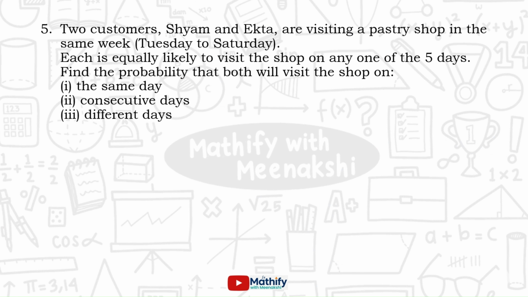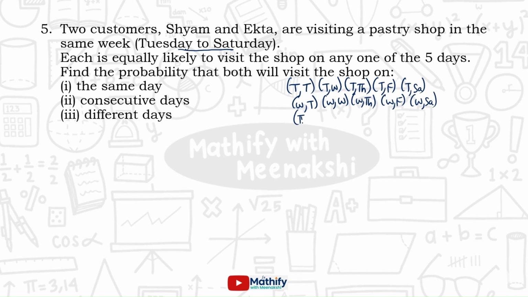Two customers, Sham and Ekta, are visiting a pastry shop in the same week, Tuesday to Saturday. Each is equally likely to visit the shop on any one of the 5 days. Find the probability that both will visit the shop on the same day, consecutive days, and different days. Again, the possibilities: Sham can go on Tuesday, then for Ekta we have the possibilities Tuesday, Wednesday, Thursday, Friday and Saturday. Similarly, now Sham will go on Wednesday, then again Ekta has the choice Tuesday, Wednesday, Thursday, Friday and Saturday.